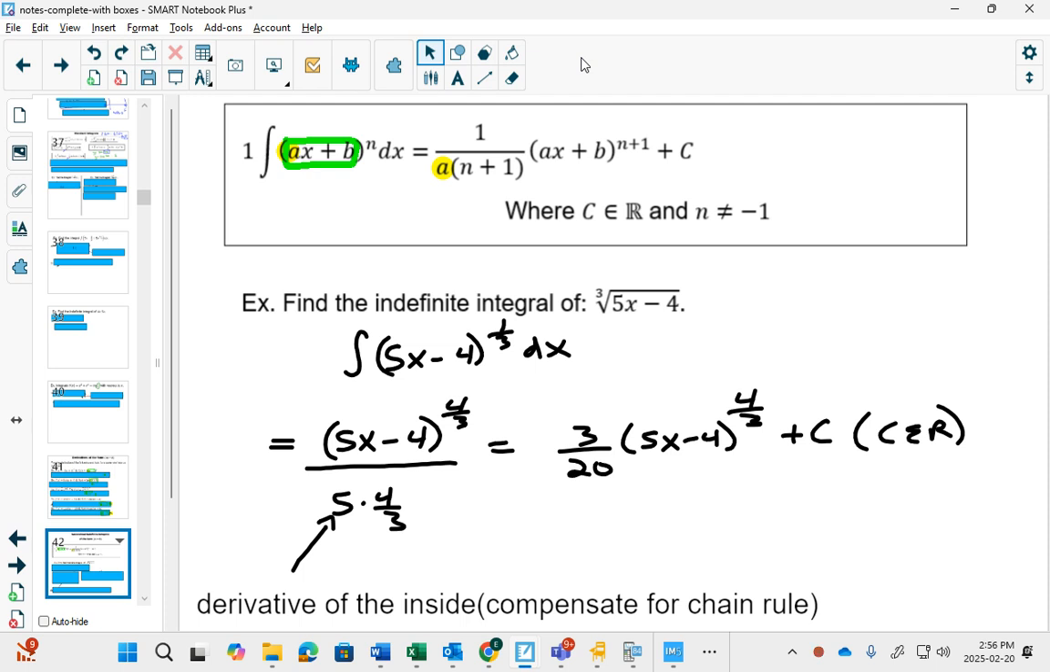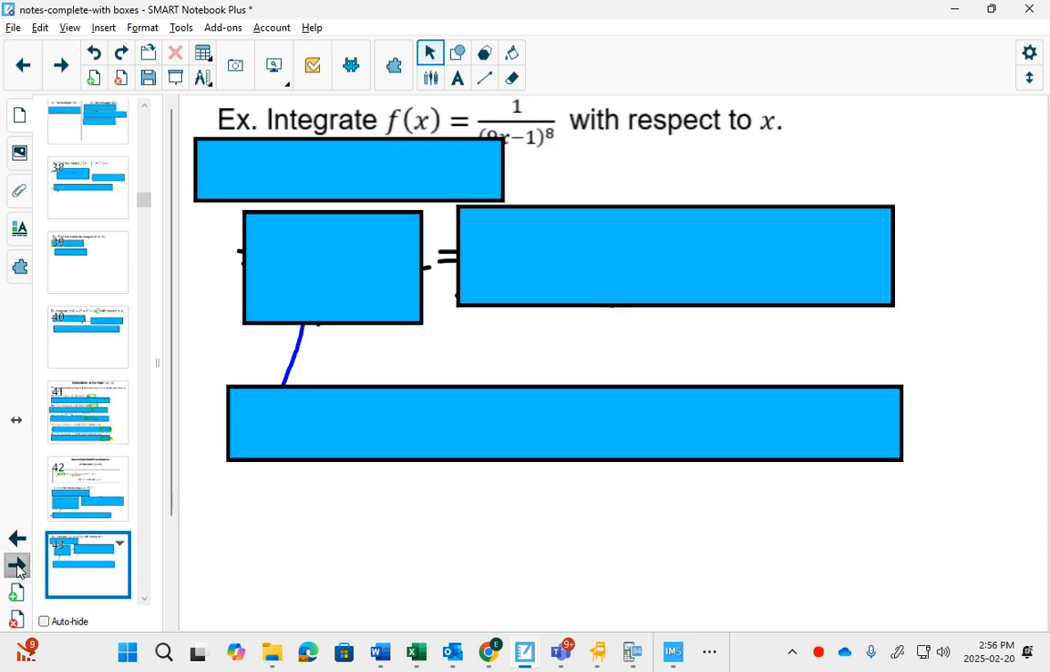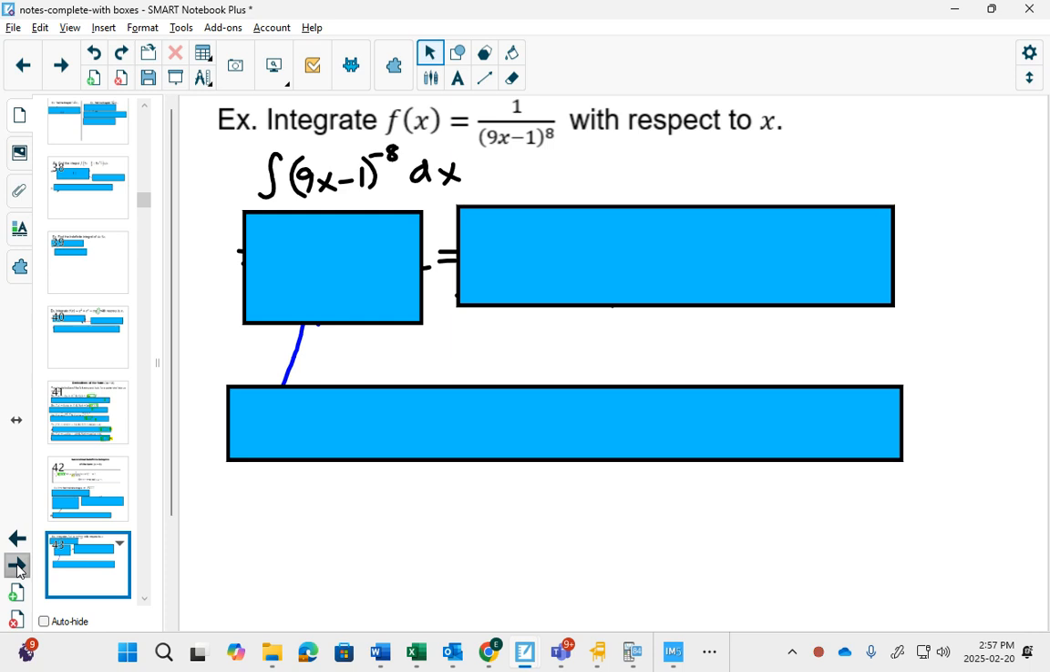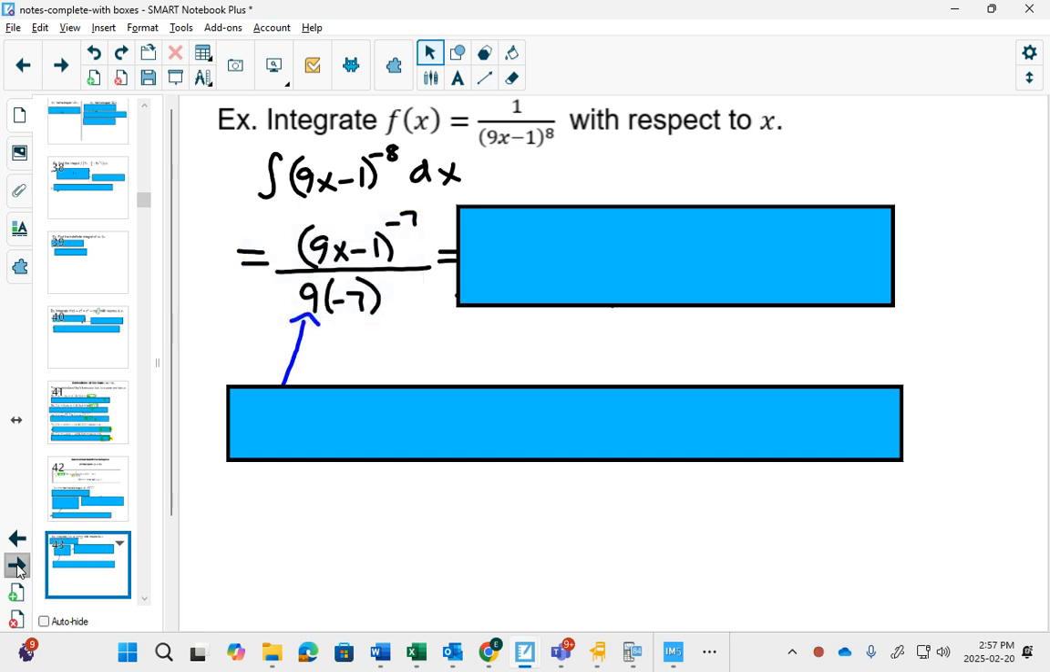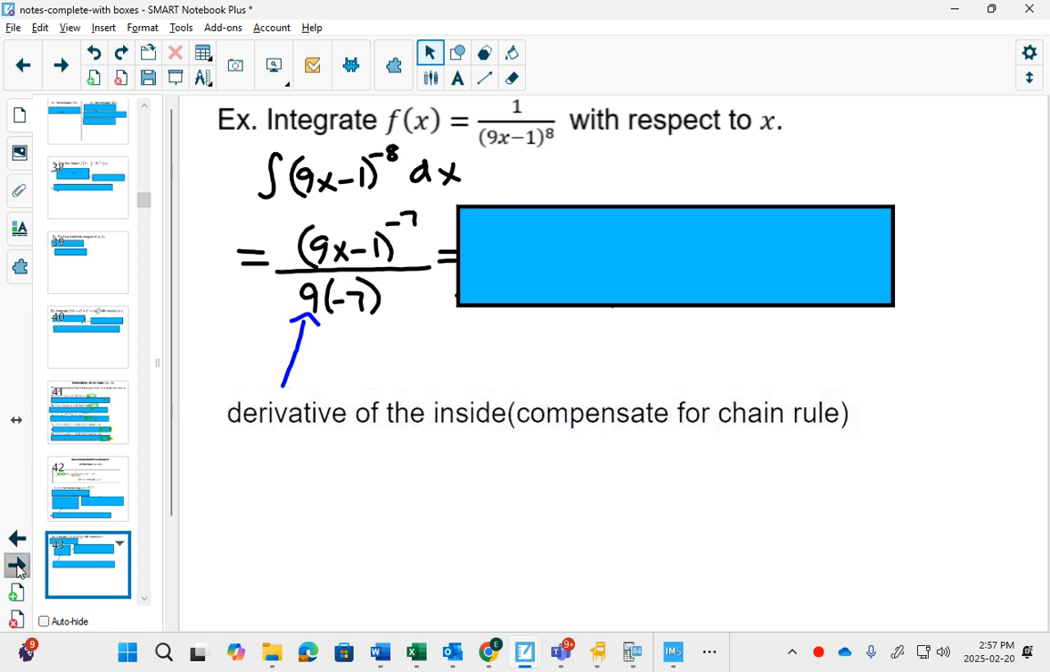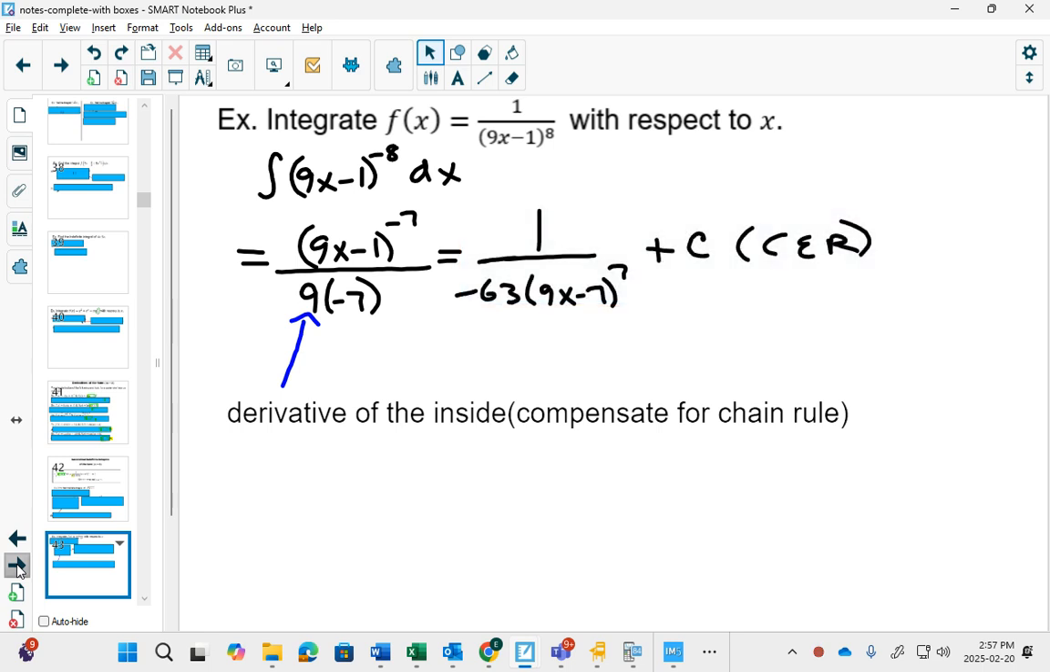So here's our second example. Again, I would take the time to write that power of 8 on the top as a -8. If I was doing the derivative, I would have a chain rule where I'd have to multiply by 9. But now I'm integrating. So power rule integrating, add 1 to the exponent and divide, and then also divide by 9 to compensate for the chain rule. Add the plus c at the end, and you're fine.